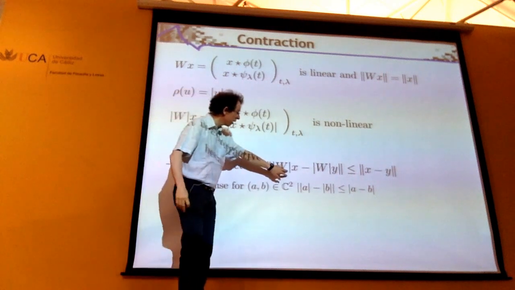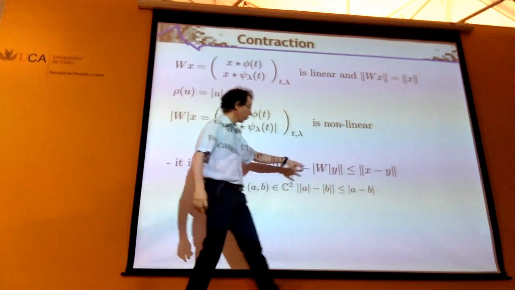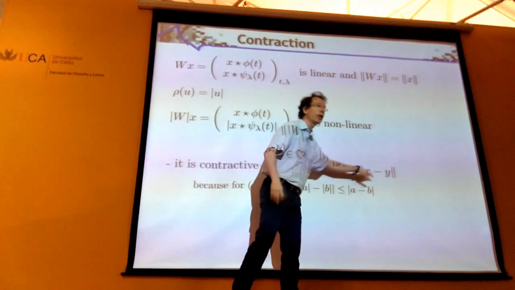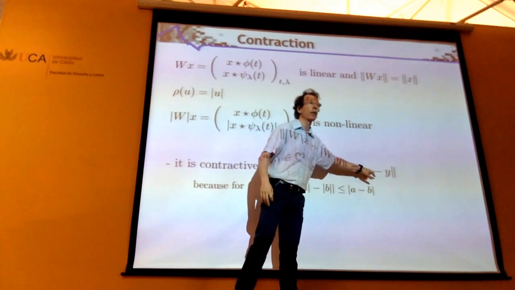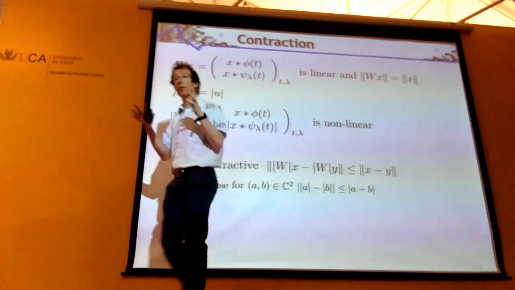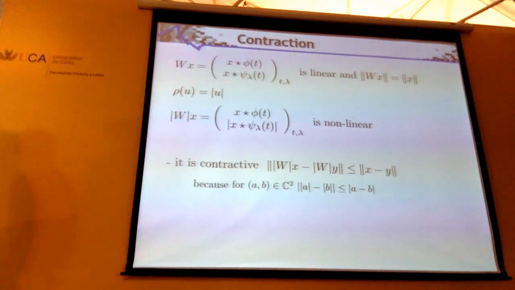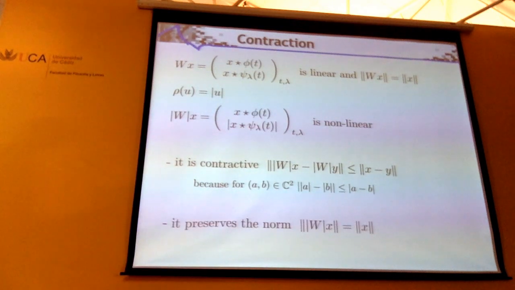If you do that on each of the coefficients of the transform, the distance is therefore going to be smaller than the distance between x minus y. So you have a contractive operator. The other thing is that you are going to preserve the norm because the modulus of a is equal to the modulus of a, so you have a conservation. If you take the modulus, you don't change the energy.